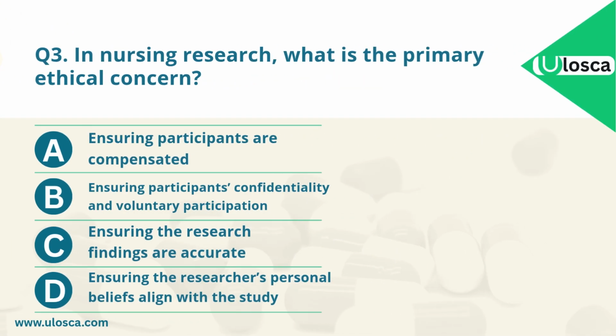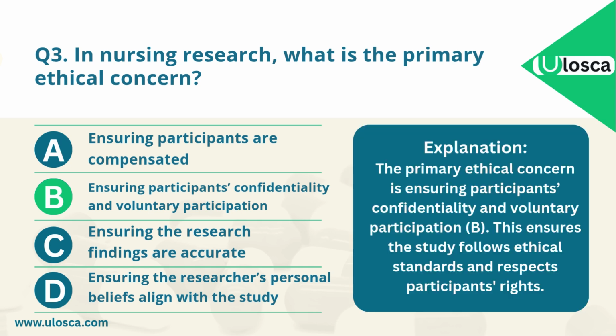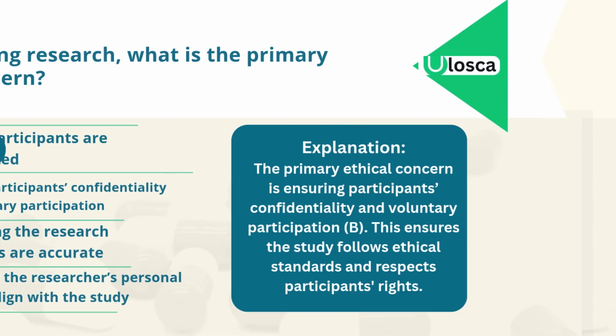The correct answer is B. Ensuring participants' confidentiality and voluntary participation. Explanation. The primary ethical concern is ensuring participants' confidentiality and voluntary participation. This ensures the study follows ethical standards and respects participants' rights.